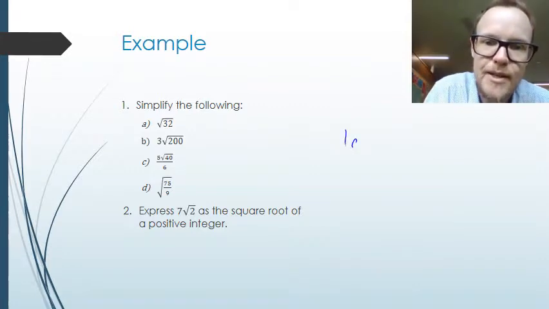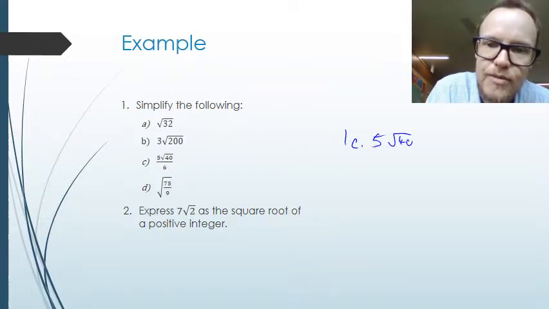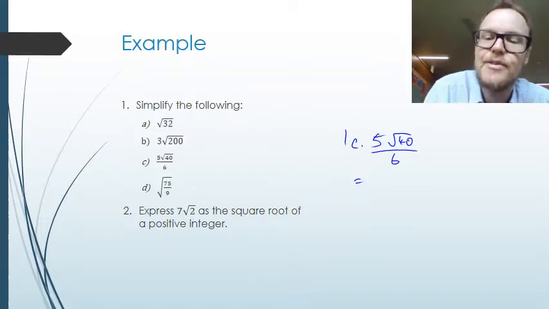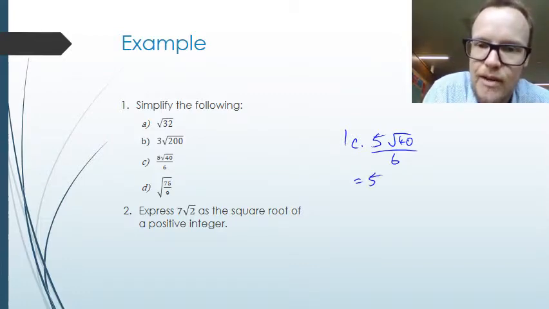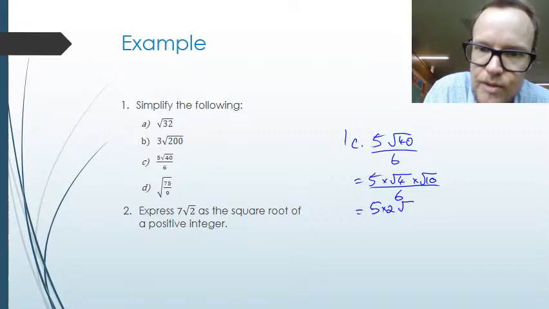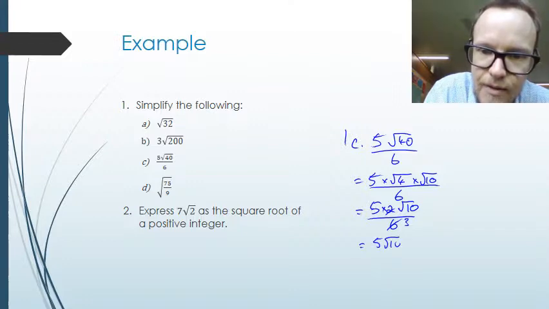For 1C, we've got 5 root 40 over 6. So if we're looking at perfect squares of 40, we've got 4 times 10 is going to be 40 over 6. So that will be 5 times 2 root 10 over 6. We can cancel the 2 and make that 3, and we get 5 root 10 over 3.